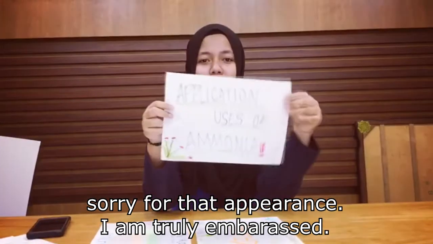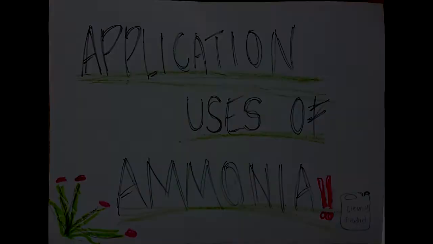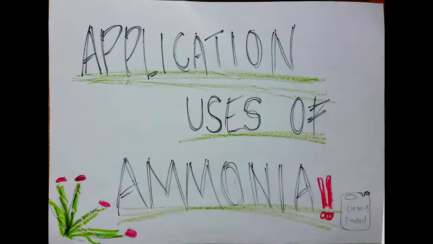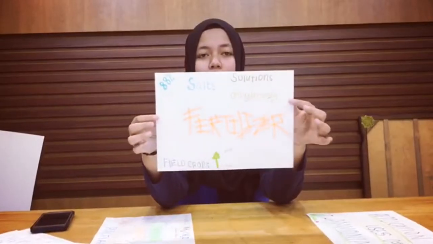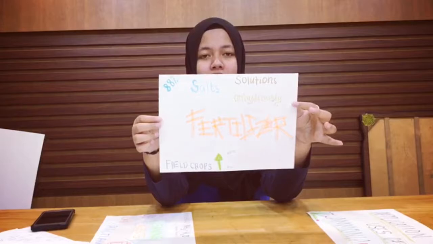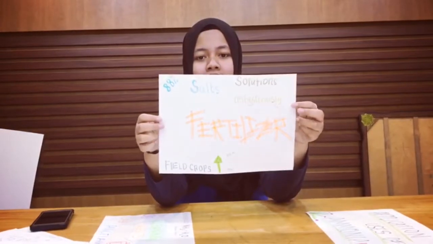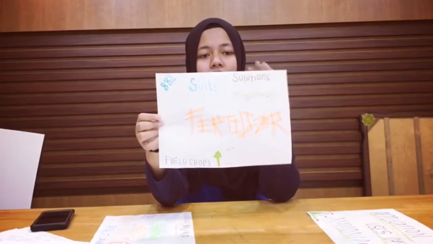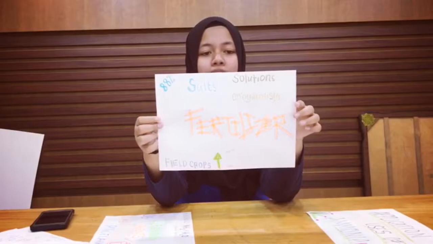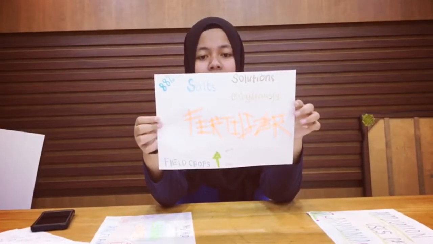And I will be talking about the application and uses of ammonia. So the first application of ammonia is as a fertilizer. Globally, 88% of ammonia is used as fertilizer, in other forms such as its salts, solutions, and also anhydrous. So when ammonia is applied to soil, it helps to provide nutrients to increase the yield of crops such as maize and wheat. And next is ammonia as a cleaning agent.